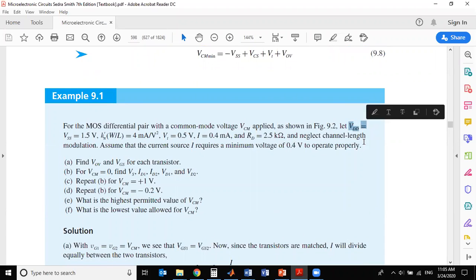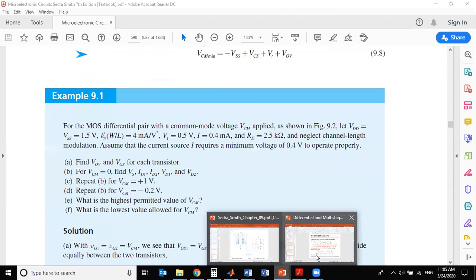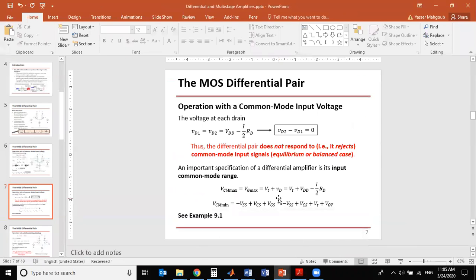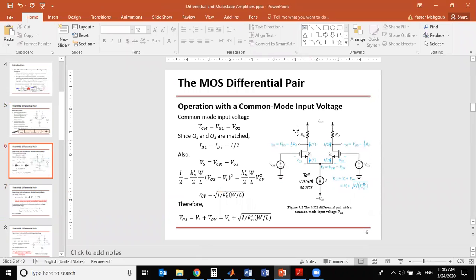VDD is the same as VSS, but VSS is negative, and both are 1.5. So you bias this transistor with positive 1.5 and negative 1.5. This here is positive 1.5, and this one is negative 1.5.